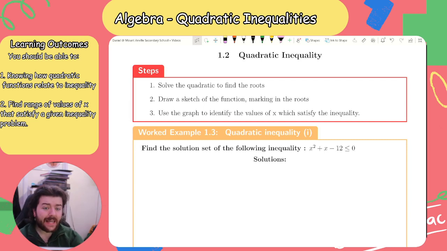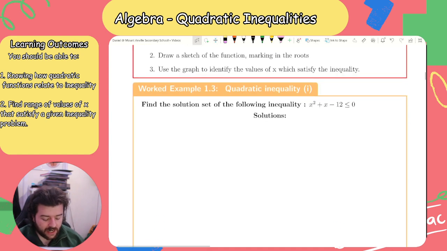Hello everyone. Okay, so in this video we are looking at quadratic inequalities. From Junior Cert you should remember linear inequalities. Now we're going to take it one step further in Leaving Cert and look at quadratic inequalities. So what is a quadratic inequality?